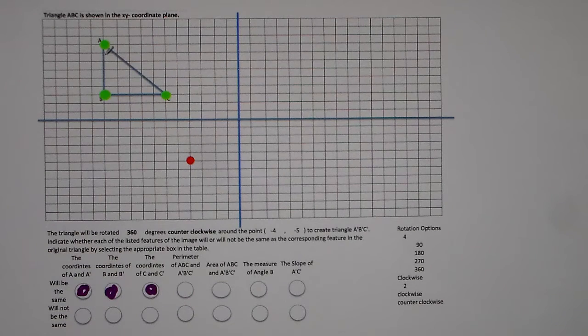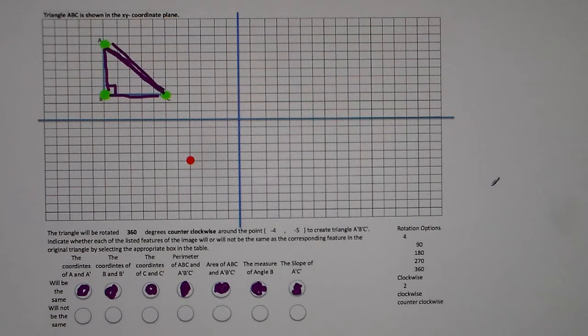Now the perimeter. The perimeter does not change in size from the original. So the perimeter of ABC and A prime, B prime, and C prime will also stay the same. The area is the same amount of boxes horizontally, vertically, and on a diagonal. So it's the same area, length times width. The measure of angle B, well, angle B is a right angle and it stays a right angle. So the angle of B stays the same. And the slope of AC, this guy right here, that also stays the same.